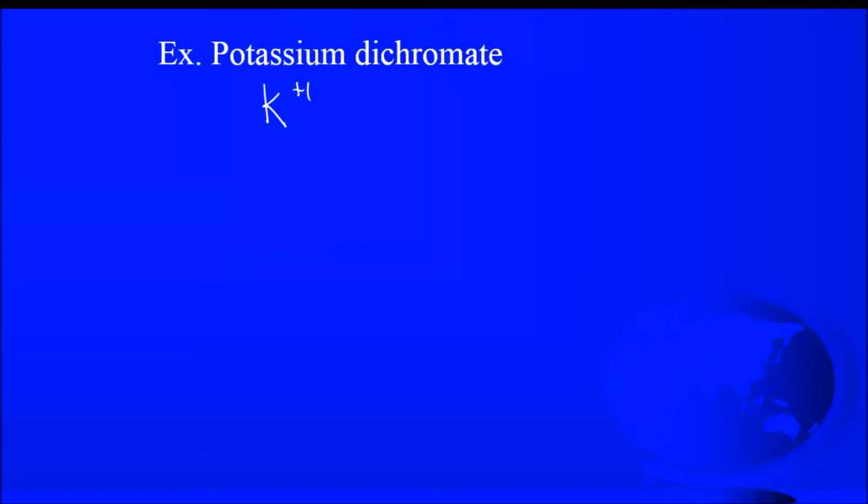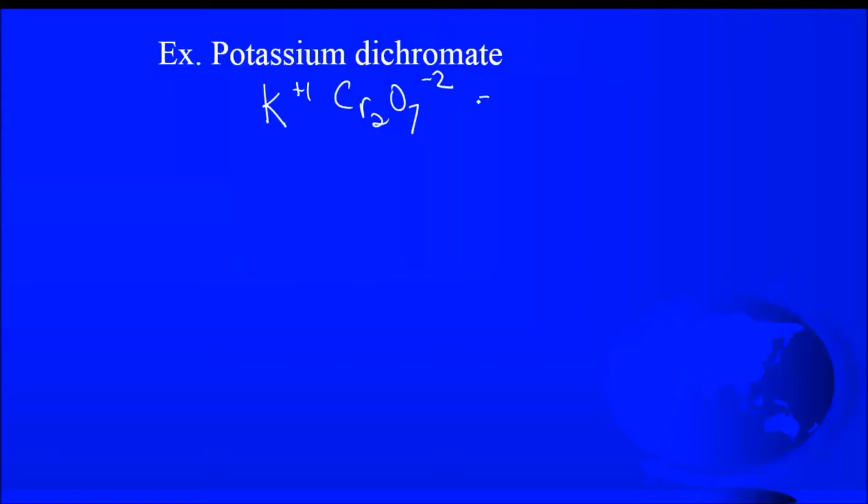Cr2. CrO4. Wait, is it dichromate? It's dichromate. Cr2O7, charge 2 minus. Do you understand now what I meant by this being the hardest part of the whole problem?